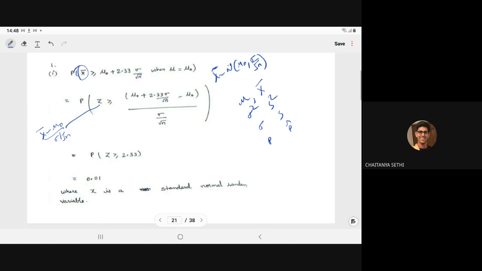Sir, here we were given that x is a normal distribution, and z also follows the same, right? That's why, whatever the distribution of the population, the same distribution is followed by the sample also, because we are taking the sample from the population only.